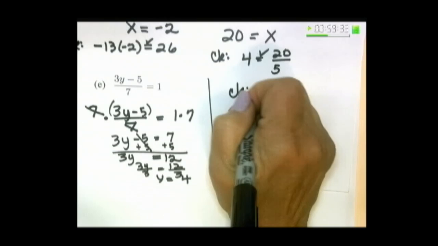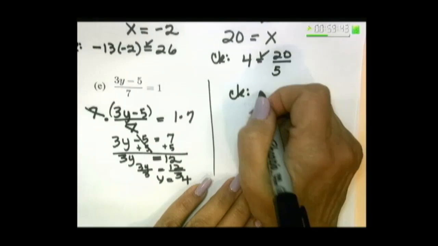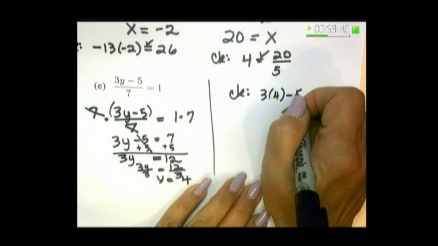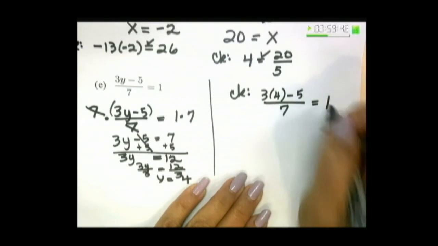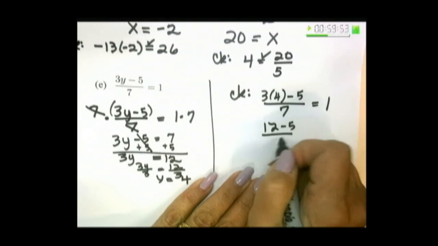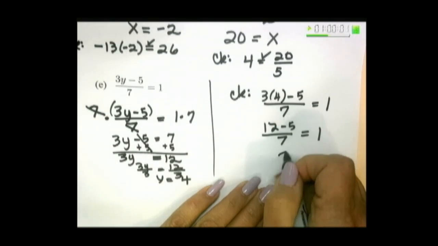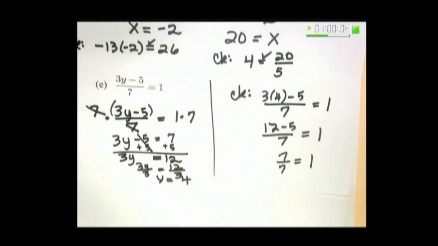So we can check that. Remember to substitute 4 in for y in the original equation, because maybe you did something from here to here that was incorrect. So 3 times 4 minus 5 over 7, if we did it correctly, should equal 1. 3 times 4 is 12. 12 minus 5 over 7 should equal 1. If you can't tell at this point that we did it correctly, we can go a step further. 12 minus 5 is 7. 7 over 7 equals 1. You can certainly tell there that that is a true statement, right? Okay.